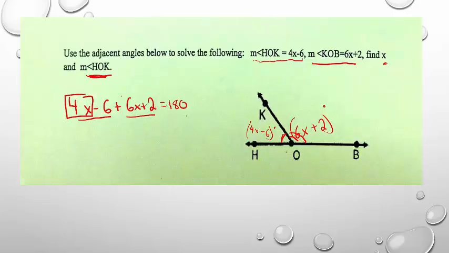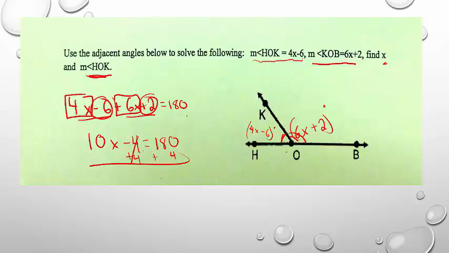So I'm going to go through and combine my like terms. And 4 plus 6 makes 10. Negative 6 and positive 2 make negative 4. Again, we add 4 to both sides. So I will get that x equals 18.4, which is fine. Now that I know what my x value is, I can go back and answer the question and solve for angle HOK.